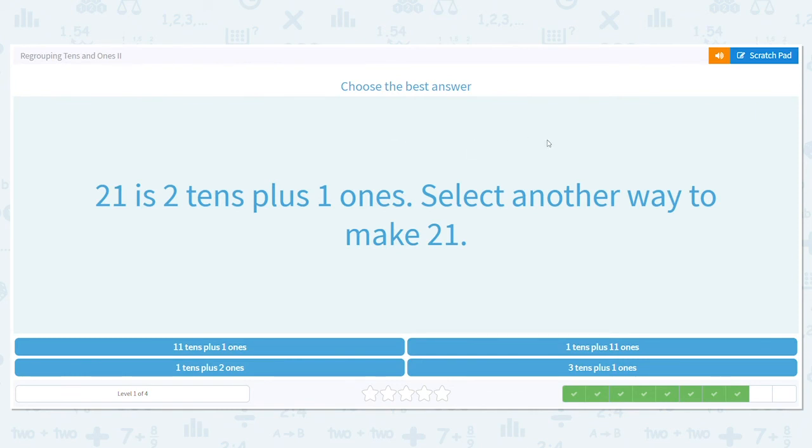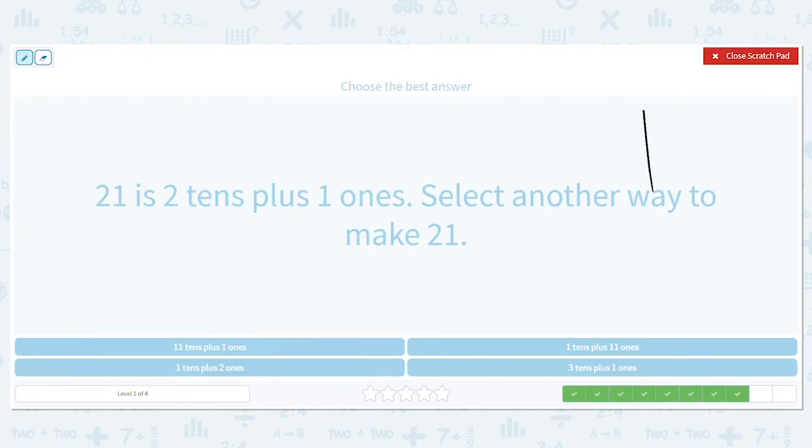21 is 2 tens plus 1 one. Select another way. Okay, let's do it. You're a pro at this. So we have tens and ones, 21. Which one am I going to cross out first? The 2. And that will become a 1. Good job. I'm taking that group of 10 over to the ones place. So the 1 becomes 11. So what do I have? I have 1 ten and 11 ones.